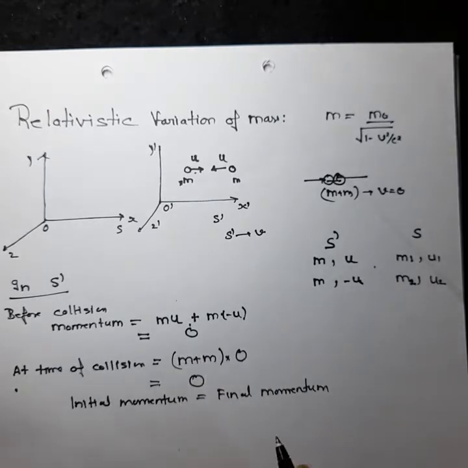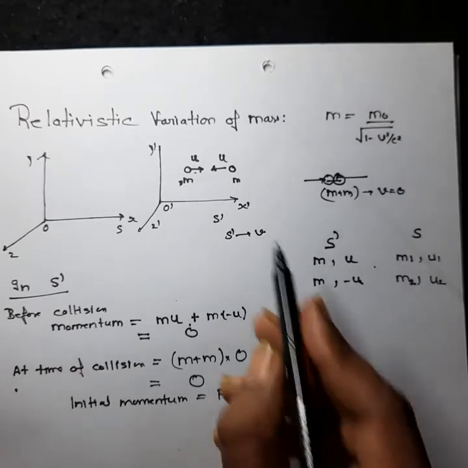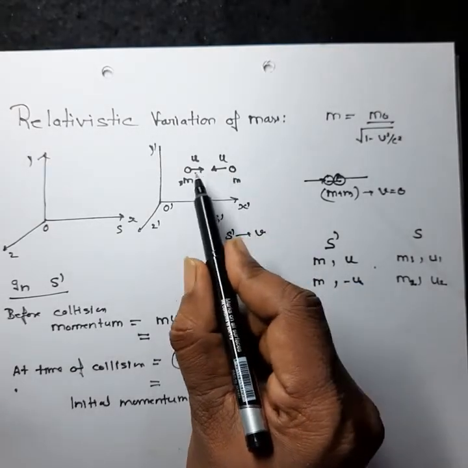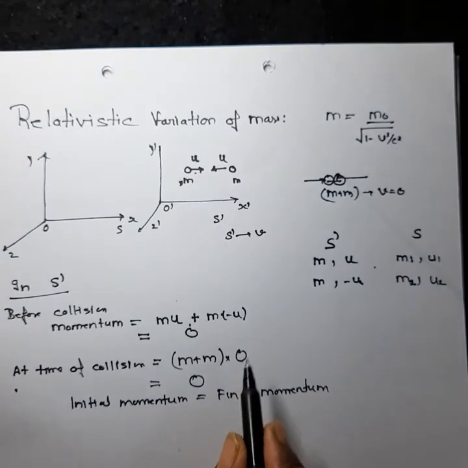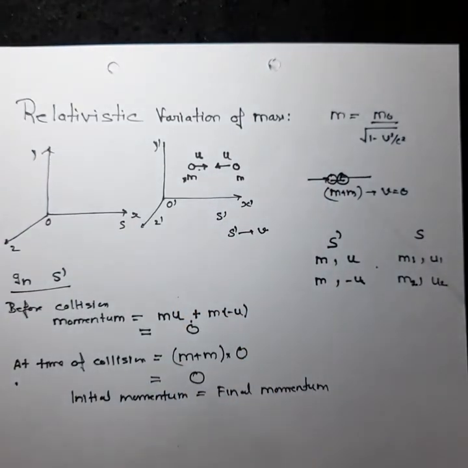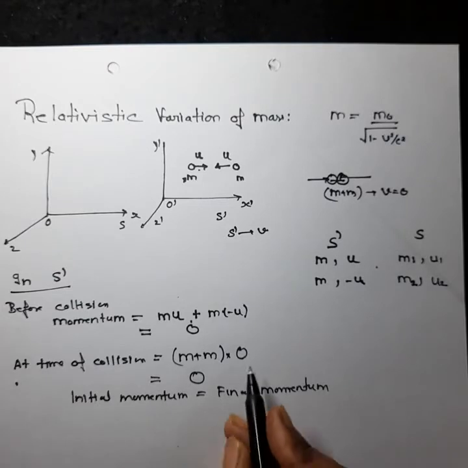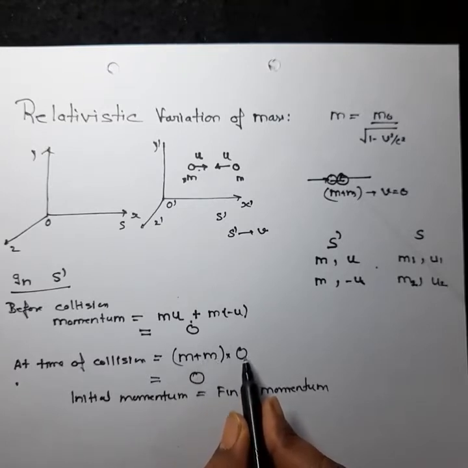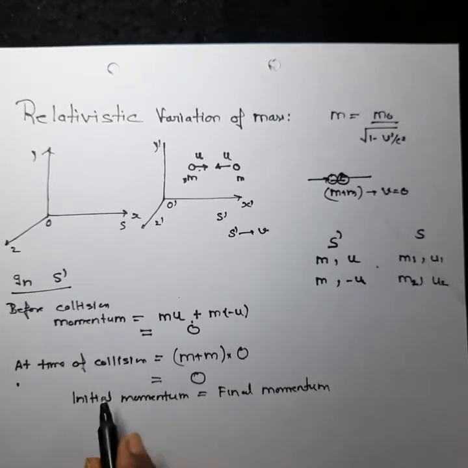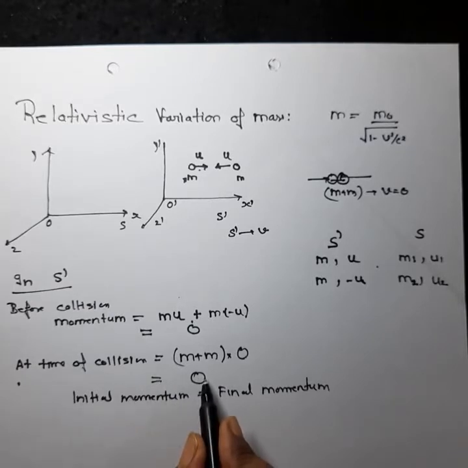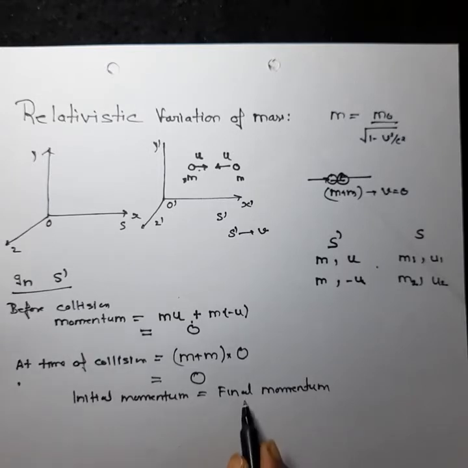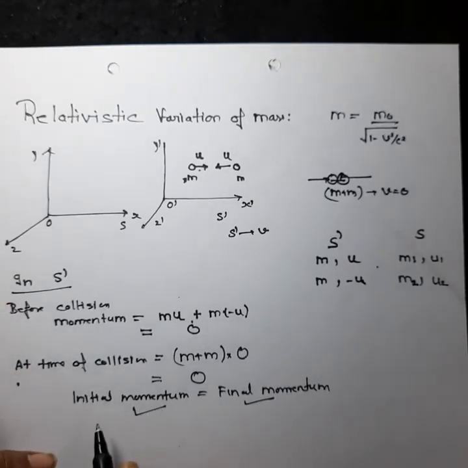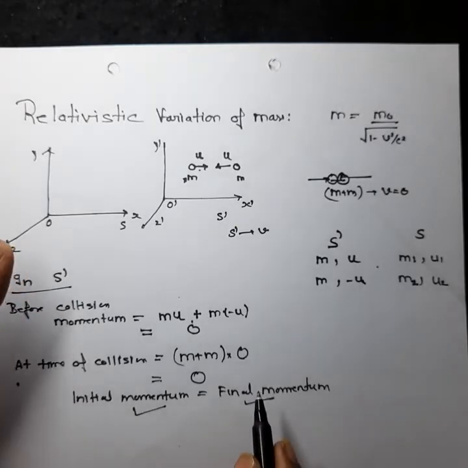Now when they collide, what will happen? Their masses will be together, and at the time of collision they will be momentarily at rest. That's why I have written their velocity as 0. So the total mass is m plus m, multiplied by their velocity, that is 0. So you get total momentum at the time of collision as 0. So you see that initial momentum is equal to final momentum, so momentum remains conserved in the S dash frame of reference.